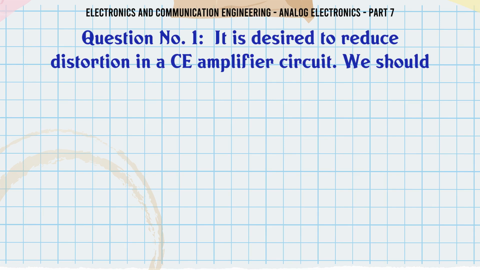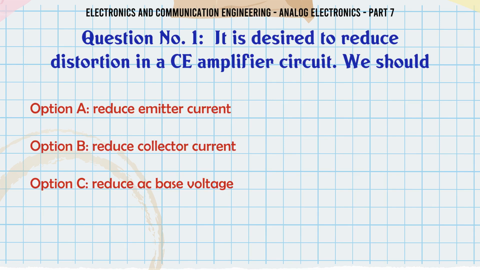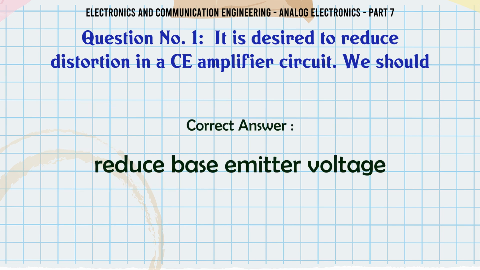It is desired to reduce distortion in a CE amplifier circuit. We should A. Reduce emitter current. B. Reduce collector current. C. Reduce AC base voltage. D. Reduce base emitter voltage. The correct answer is reduce base emitter voltage.